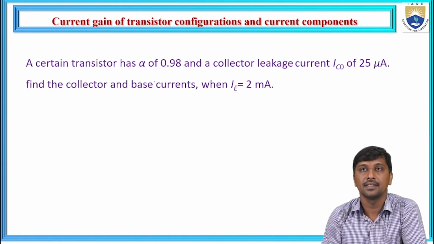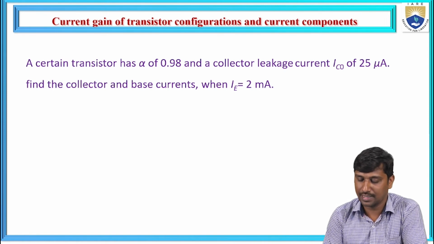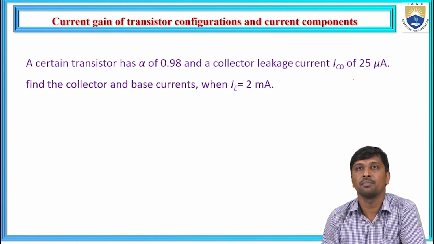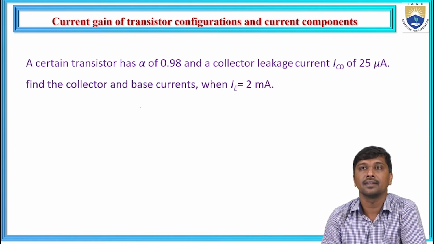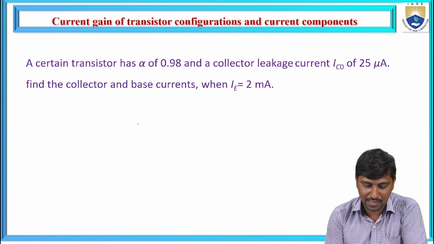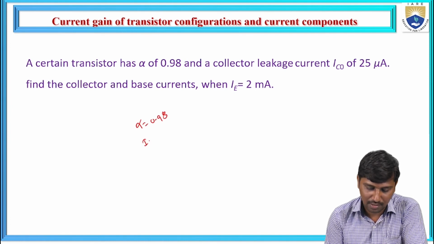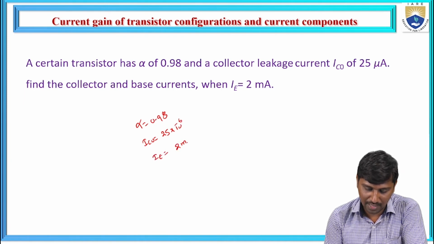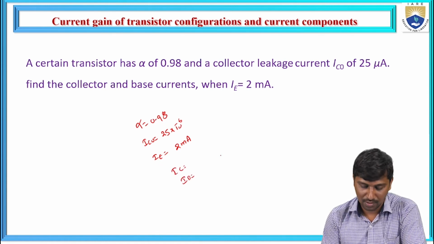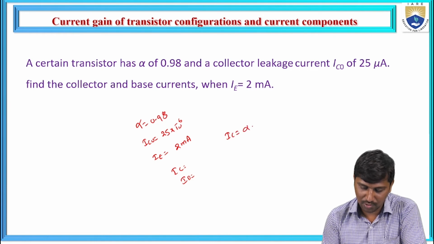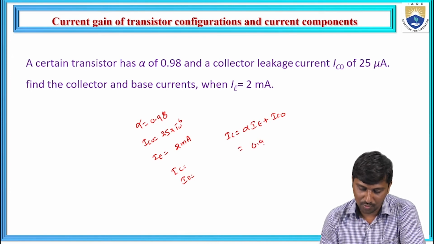Now a certain transistor has alpha of 0.98 and the leakage current IC naught is 25 microamperes, and find the collector and base currents when IE is 2 milliamperes. They have given that alpha is 0.98, the reverse saturation current is 25 microamperes, and the emitter current is 2 milliamperes. Now we need to find the collector current and base current. From the given specifications, we know that IC is equal to alpha times IE plus IC naught. So the alpha value is 0.98, the IE value is 2 milliamperes, plus IC naught is 25 into 10 to the power minus 6. Then it gives IC.